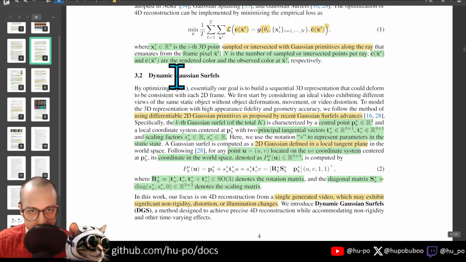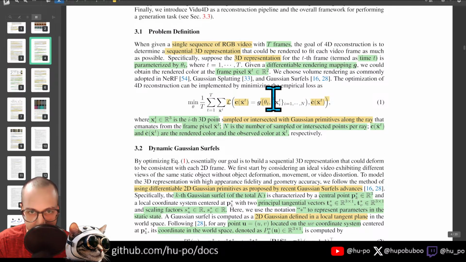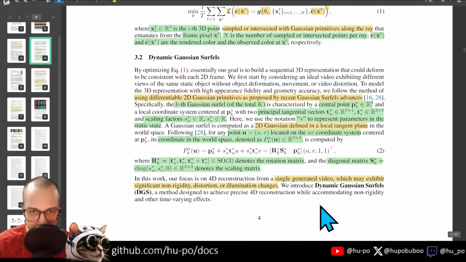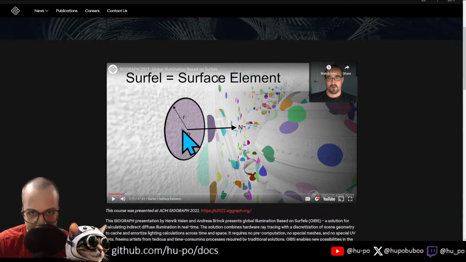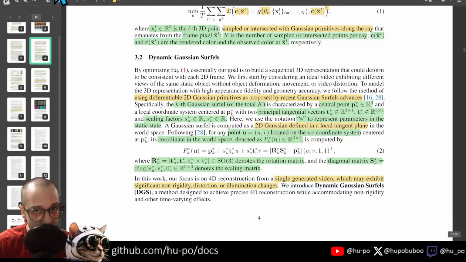What are dynamic Gaussian surfels? Using differentiable 2D Gaussian primitives as proposed by recent Gaussian surfel advances. Okay, so there's the reference to the Gaussian surfels. There's going to be K total Gaussian surfels. Each Gaussian surfel is going to have a bunch of parameters, and these are the parameters that are in this theta T. So this theta T, which are the parameters that you're going to be optimizing over the course of this, or learning, consist of a central point, pk. The central point is this p right here. It's just, where is this Gaussian surfel in 3D space, so that's why it's R3.